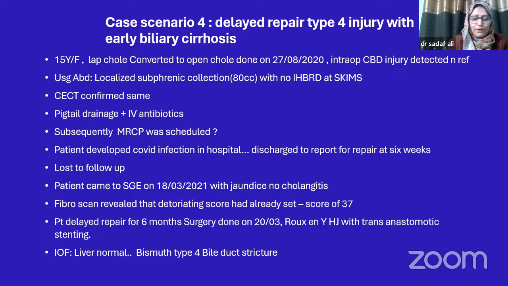We thought of doing a fibroscan in this patient, besides all investigations, and we saw that a deteriorating score of 37 had set in. This patient had delayed the surgery for quite some time. The injury occurred in August. In March, she underwent Roux-en-Y hepaticojejunostomy.